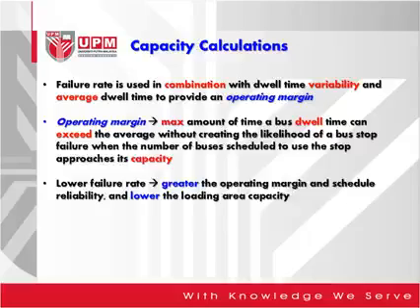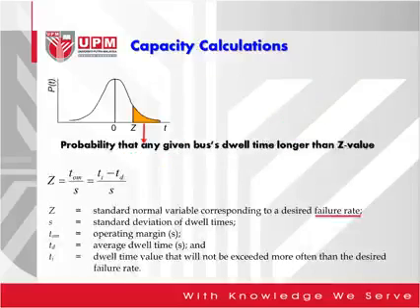Okay, the third bullet point indicates that a lower failure rate will increase the operating margins and schedule reliability. But at the same time, because we want to make sure that the failure rate is low, we will suffer from lower loading area capacities. So now mathematically, we refer to this normal curve.